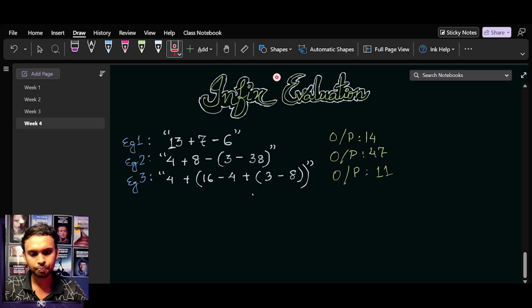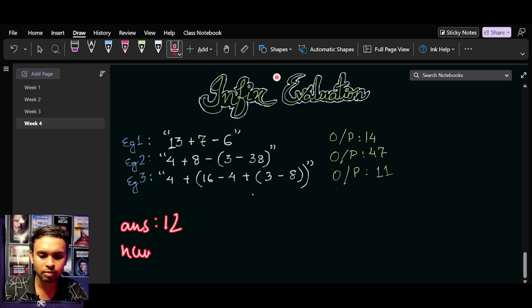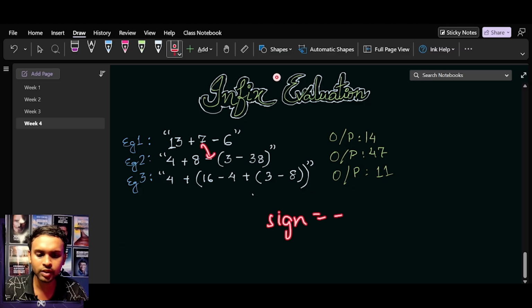Let's find out. Suppose 4 plus 8, up till here it will do. 12 will be stored in my answer variable, and again my num variable will be reset to 0. This will be my situation. And for this negative, I will assign my sign variable with minus 1. Up till here it is okay.